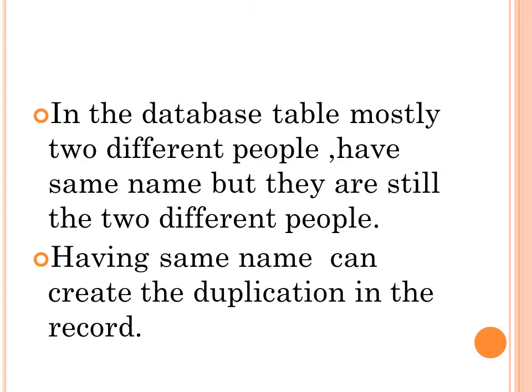It means that in every database table there are students, people who have the same name, even the same surname, even the same area. Then how can you identify that they are two different people? When they have the same name and surname, they create a duplication in the record. Having the same name with two records can create duplication.